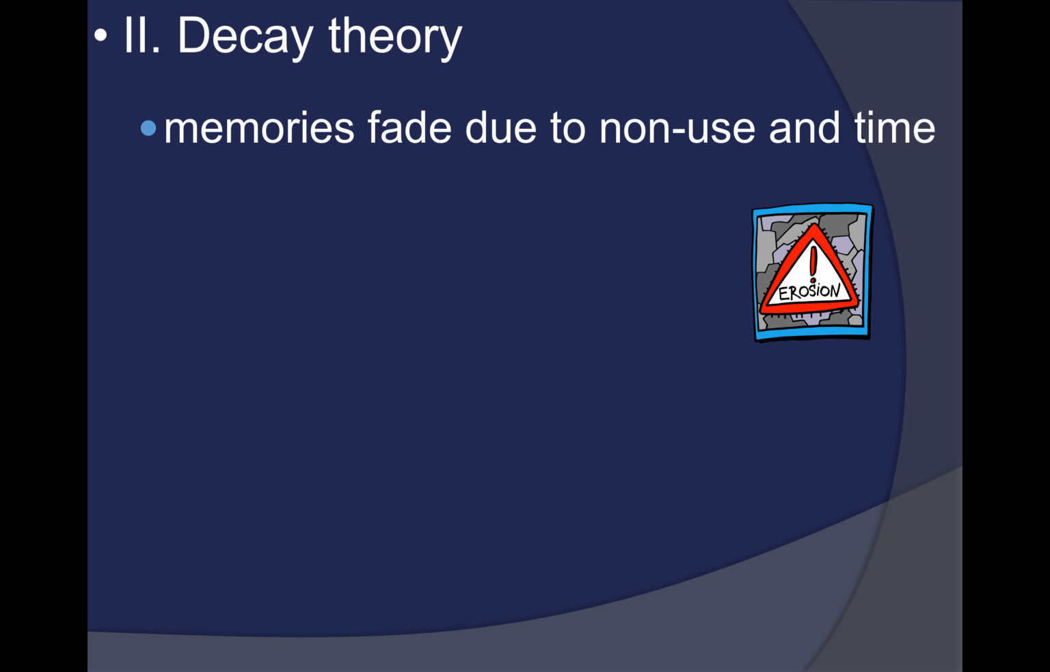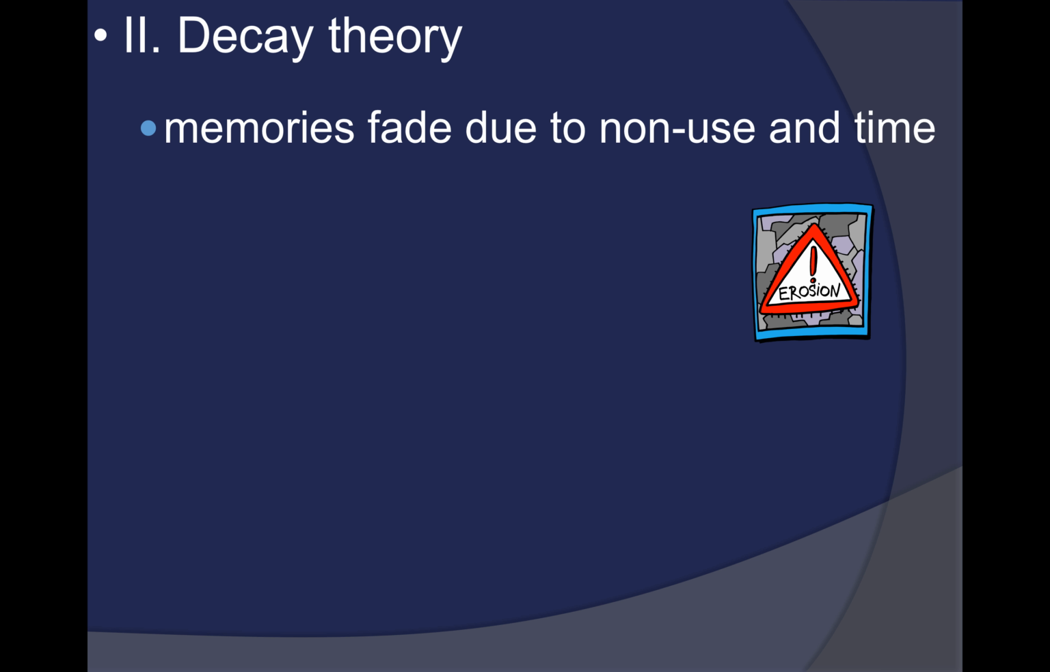The second major theory is decay theory, and this is very different than interference. Decay theory even feels different if you think about how it talks about forgetting. In decay theory, the information is simply gone, and you don't have that kind of lingering feeling that the information's in there, you just can't retrieve it. It's actually gone. And that's consistent with the idea that certain memories will fade due to non-use in time.